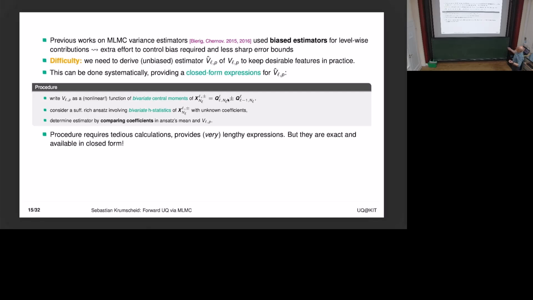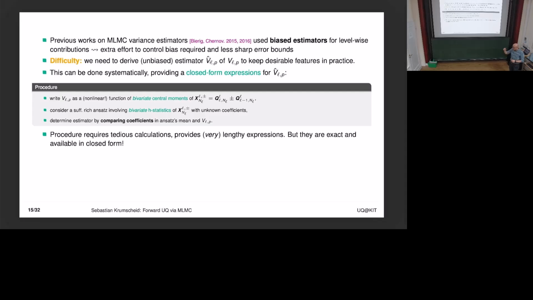Okay, by doing that, we now look into this bivariate H statistics, and it's really constructive. By comparing coefficients in a certain polynomial ansatz, you can use this idea to construct unbiased estimators for these variances. I mentioned before that the formulas for the H statistics are already cumbersome. The formulas for the unbiased estimators are ridiculous. I mean, they're explicit, but it's really a tedious calculation.